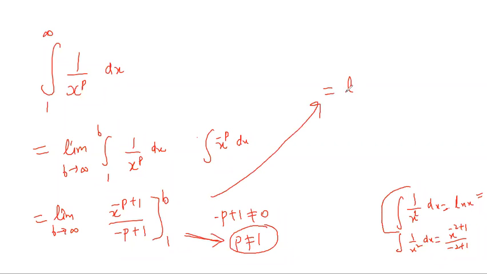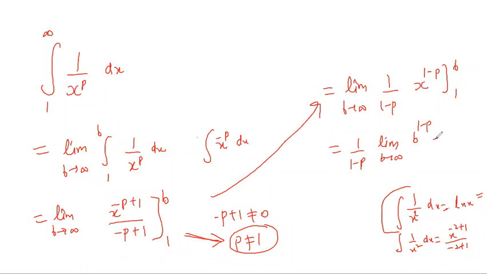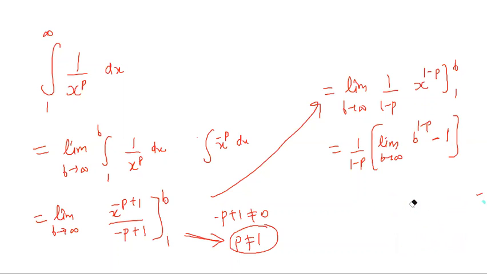सो यू सी व्हाट यू आर गोइंग टू गेट. ये तो ठीक है, स्केलर है 1/(1-p). This is x raised to power 1-p. The limits are 1 and b. So 1/(1-p), when you substitute the upper limit, so it's b raised to power 1-p, and when you substitute the lower limit, x is 1. So 1 raised to power anything is 1. Yeah, so this is what you need to evaluate.